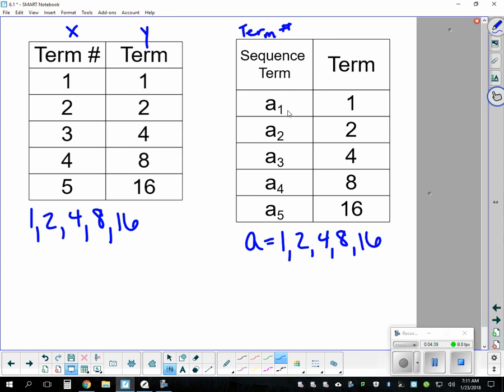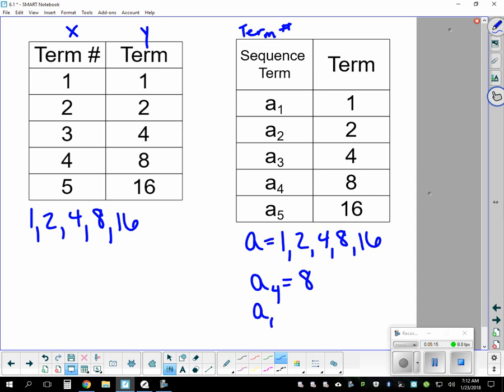This notation, these are subscript numbers, so we say A sub 1. Don't say A1, it's not steak sauce. Don't say A2, it's A sub 2. So A sub 1 is 1, A sub 2 is 2, A sub 3 is 4, and so on. What this is telling you is that the first term in sequence A is 1. The second term in sequence A is 2. So if I asked you what is A sub 4, you would simply tell me 8.